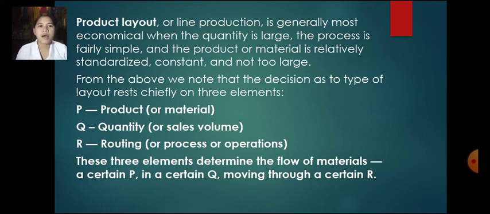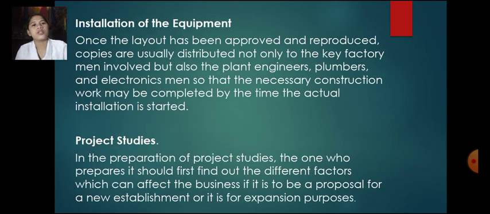From the above, we note that the decision as to the type of layout rests chiefly on three elements: PQR, product, quantity, routing. That is, product or material, quantity or sales volume, routing or process or operation. These three elements determine the flow of materials: a certain P in a certain Q moving through a certain R.